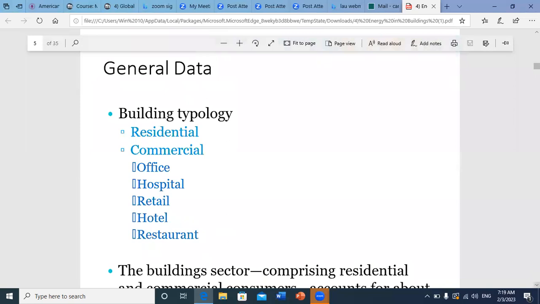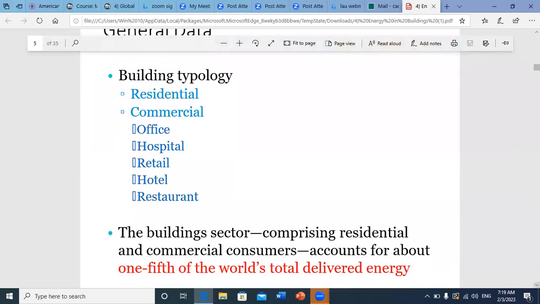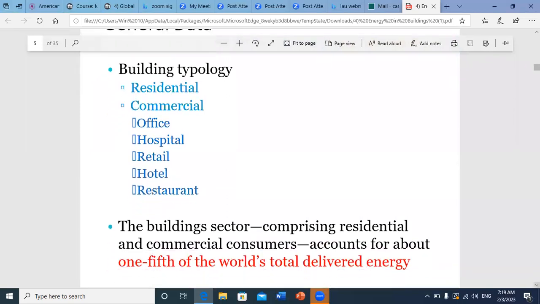Some of the main materials used are wood, concrete, stone, glass and steel, etc. So whenever we want to decide on the building typology, we should explore several issues. First, we should determine the use of the building. If it's a residential building, if it's a commercial building, let's say office, hospital, retail, hotel, restaurant, because depending on the use will decide on the architecture, will decide on the envelope characteristics, will decide on the renewable energy strategies that can be used, etc.